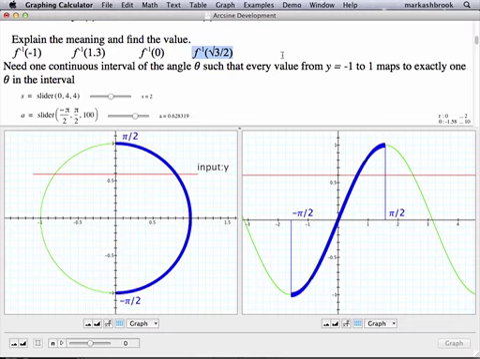Still invalid. 0 and 0. Again, no calculator. Okay, there you go.